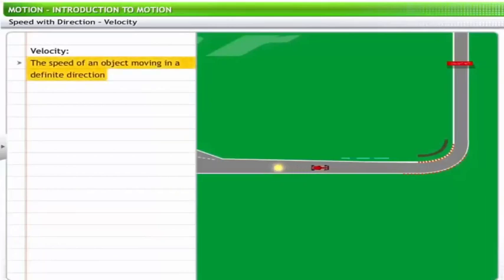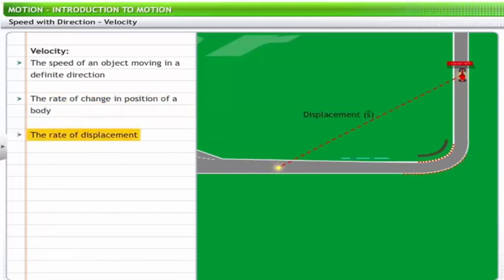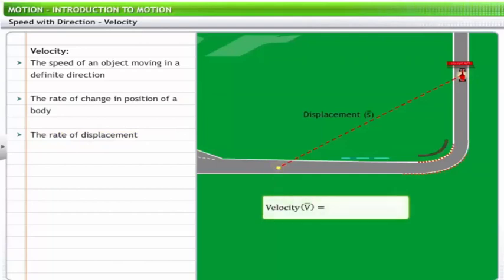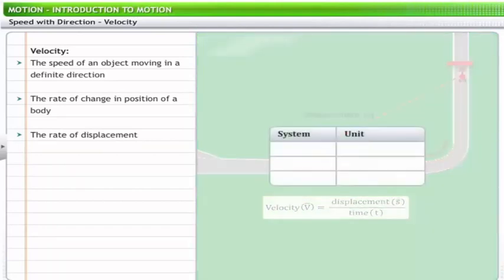Velocity is the speed of an object moving in a definite direction. Velocity of an object is defined as the rate of change in the position of a body. It can also be defined as the rate of displacement of an object. Velocity is calculated as the ratio of displacement of the object to the time interval taken for that displacement. Velocity is measured as centimeter per second in the CGS system and meter per second in the SI system. Similar to speed, velocity is also measured in kilometers per hour.